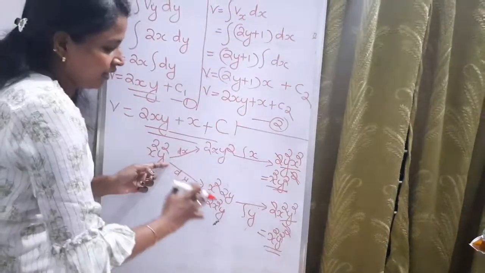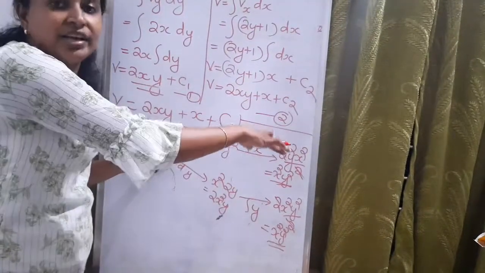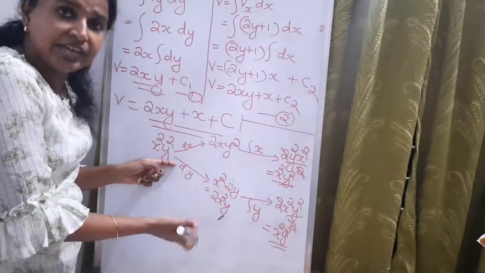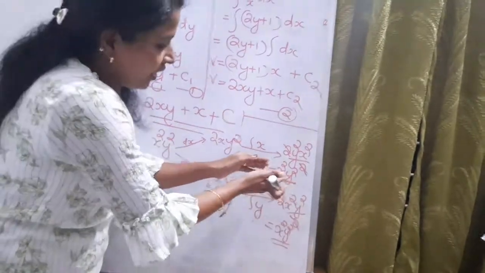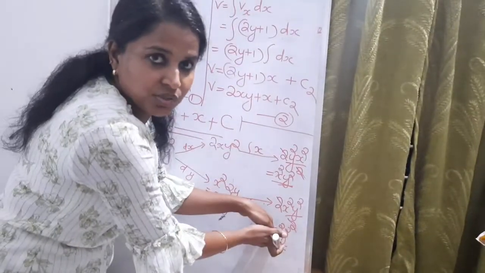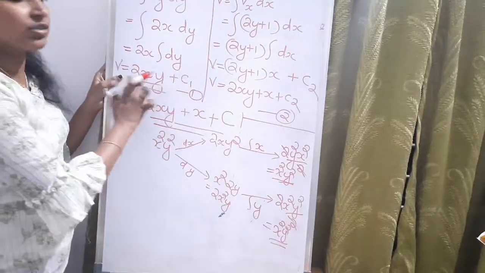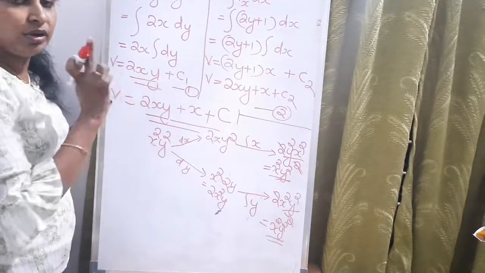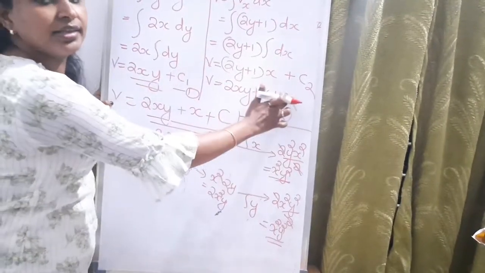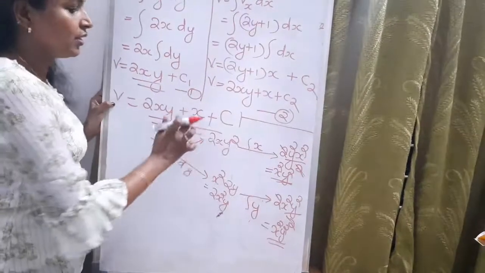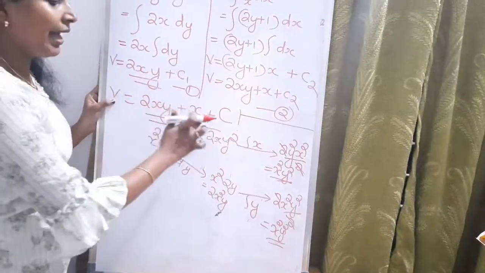Because here we take the partial differentiation. Differentiating with respect to x we take y as constant. Differentiating with respect to y we take x as constant. So we get two terms from both the integrations. Here x square y square, here another x square y square. But the original has only one term, x square y square. So here we take 2xy only once, plus x plus constants c1 and c2. The sum of two constants is another constant, so we denote it as another capital C. So v is 2xy plus x plus c.